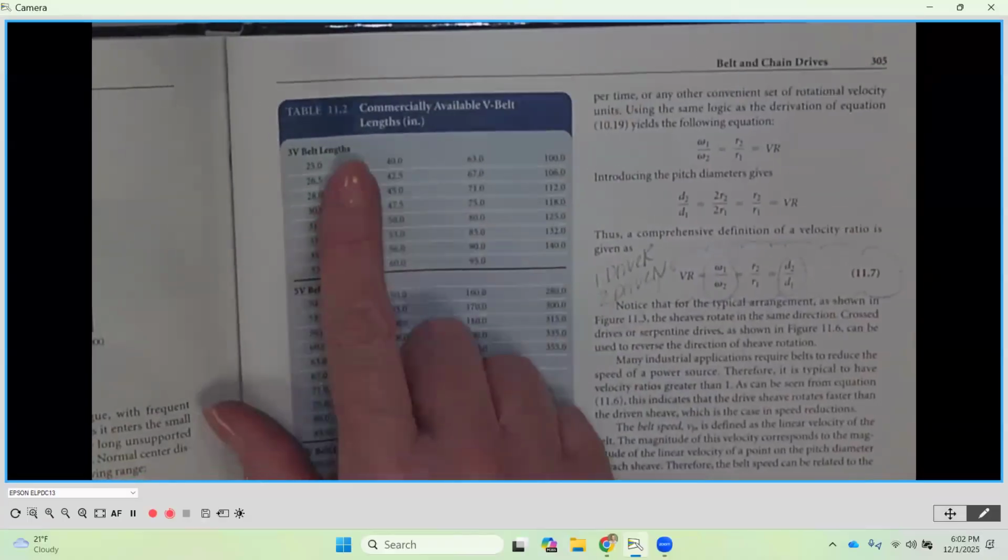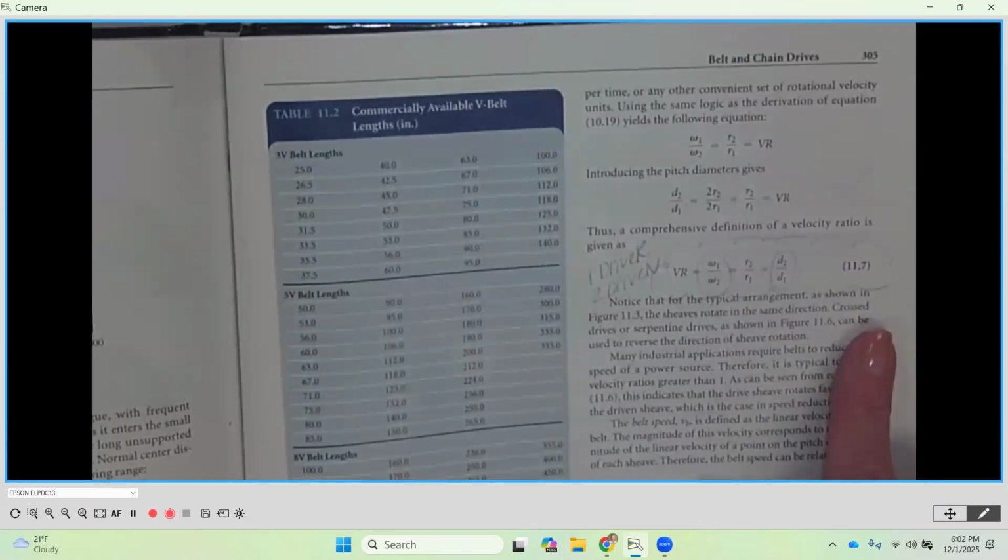It's a continuous length. So what we need to do is we not only need to pick a standard V-belt with standard sheaves, but we have to make sure that this length is a standard length in order to incorporate into our design. Okay, so there are going to be standard lengths of belts for each one of these sizes. And those lengths are going to be found here on table 11.2 on page 305.